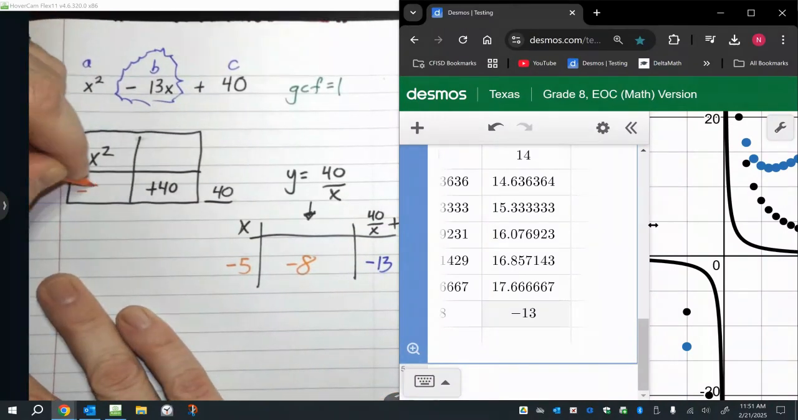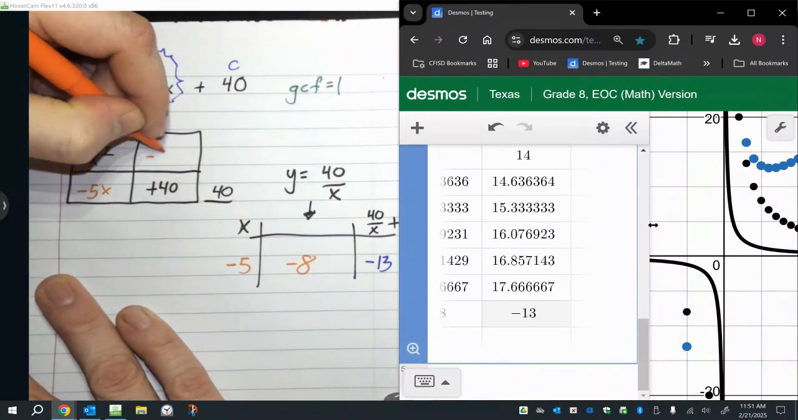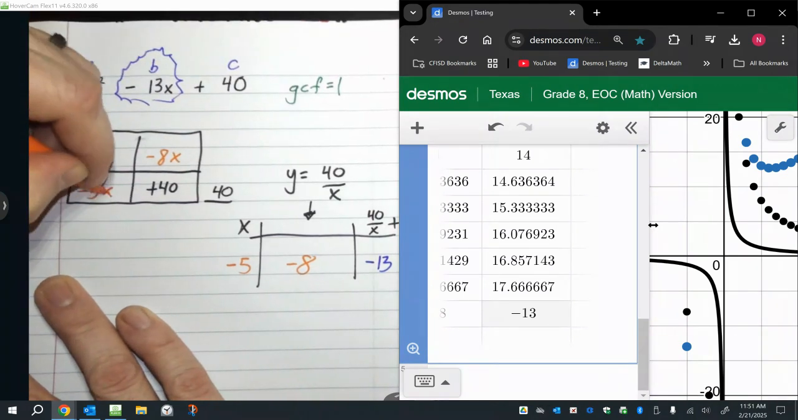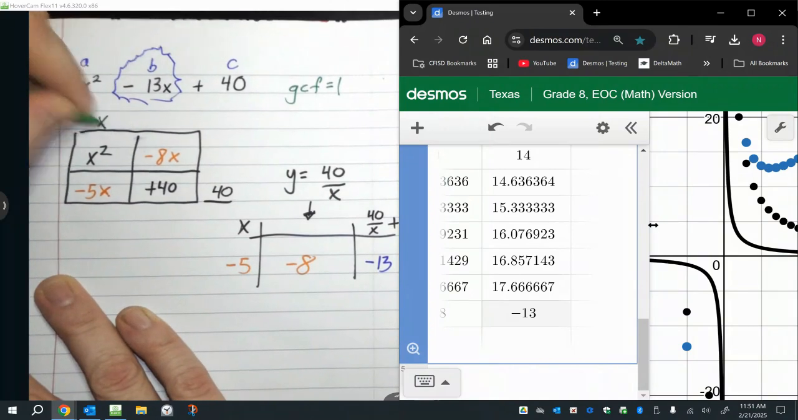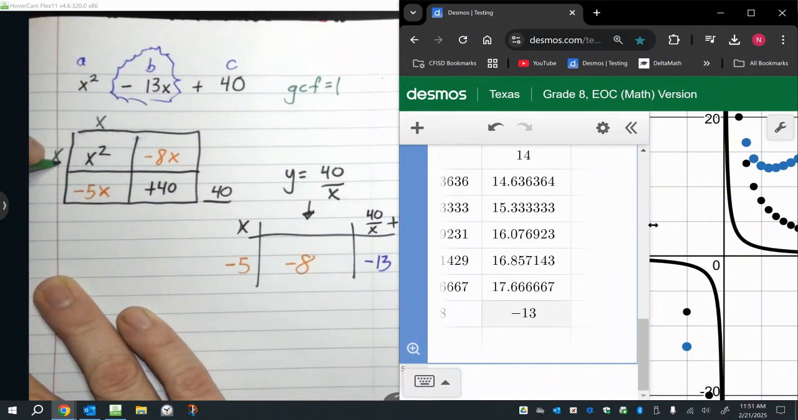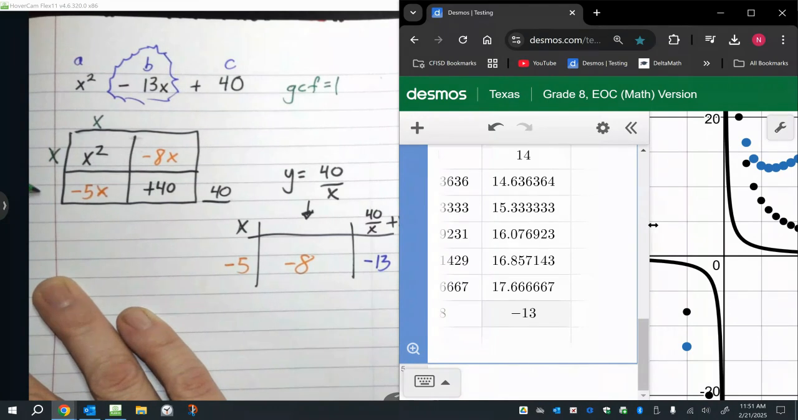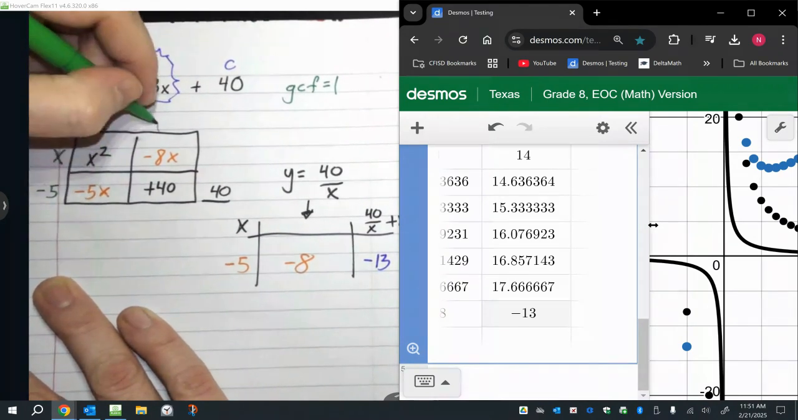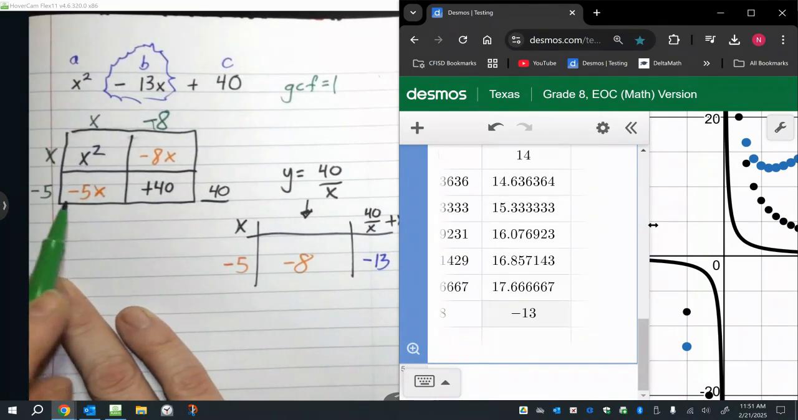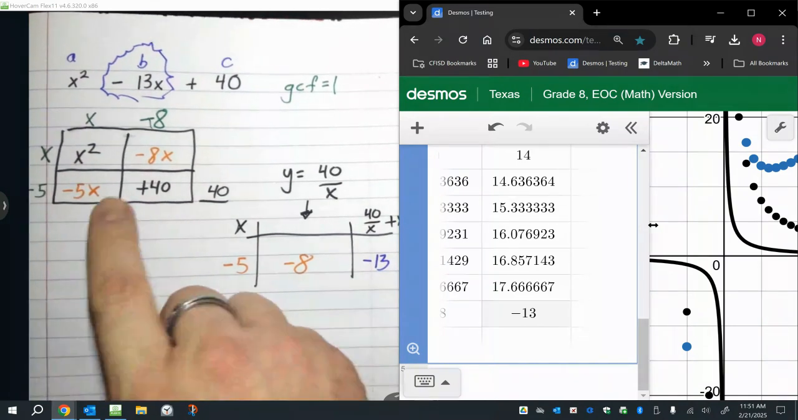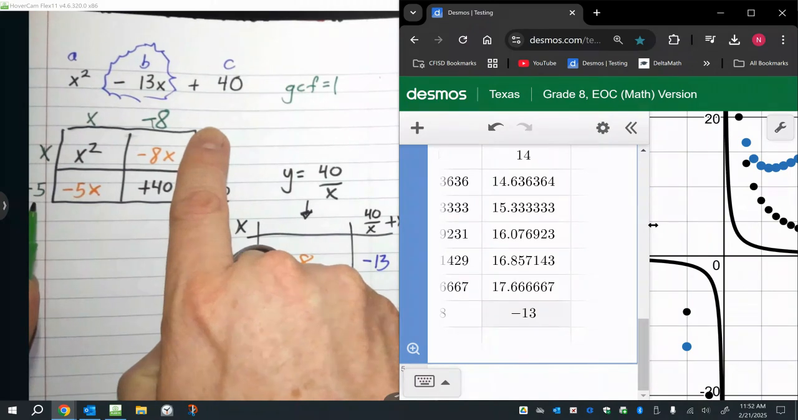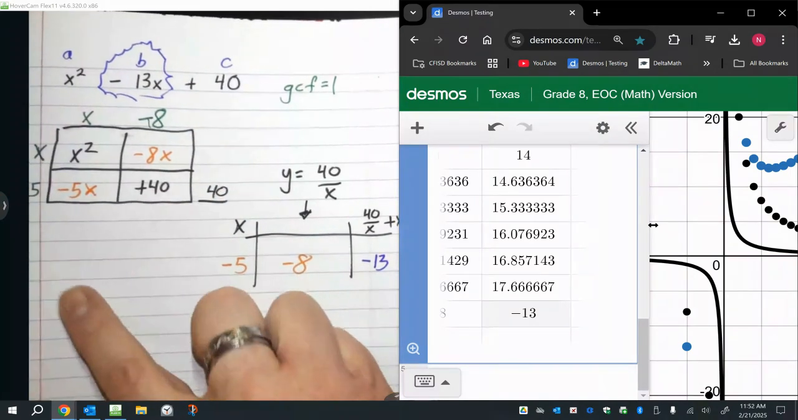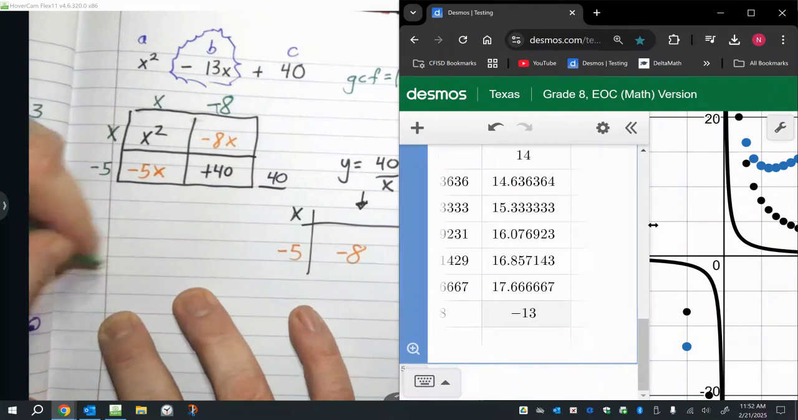So we're going to put negative 5x in one of the boxes, negative 8x in the other box, and now we're going to just GCF everything. Well, we know this is going to be x and x. And the GCF of this, oh, minus 5. The GCF of this, oh, minus 8. So now if I check this, that gives me x squared, negative 5x, negative 8x, negative 8 times negative 5 is a positive 40.